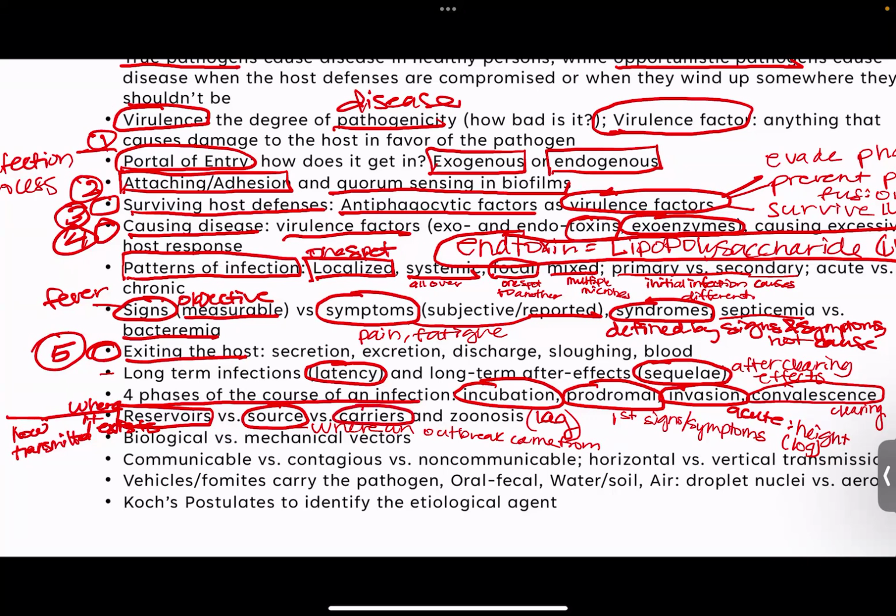Carriers are people who have the disease but don't have obvious signs or symptoms. They are subclinical, but they can pass the disease on.